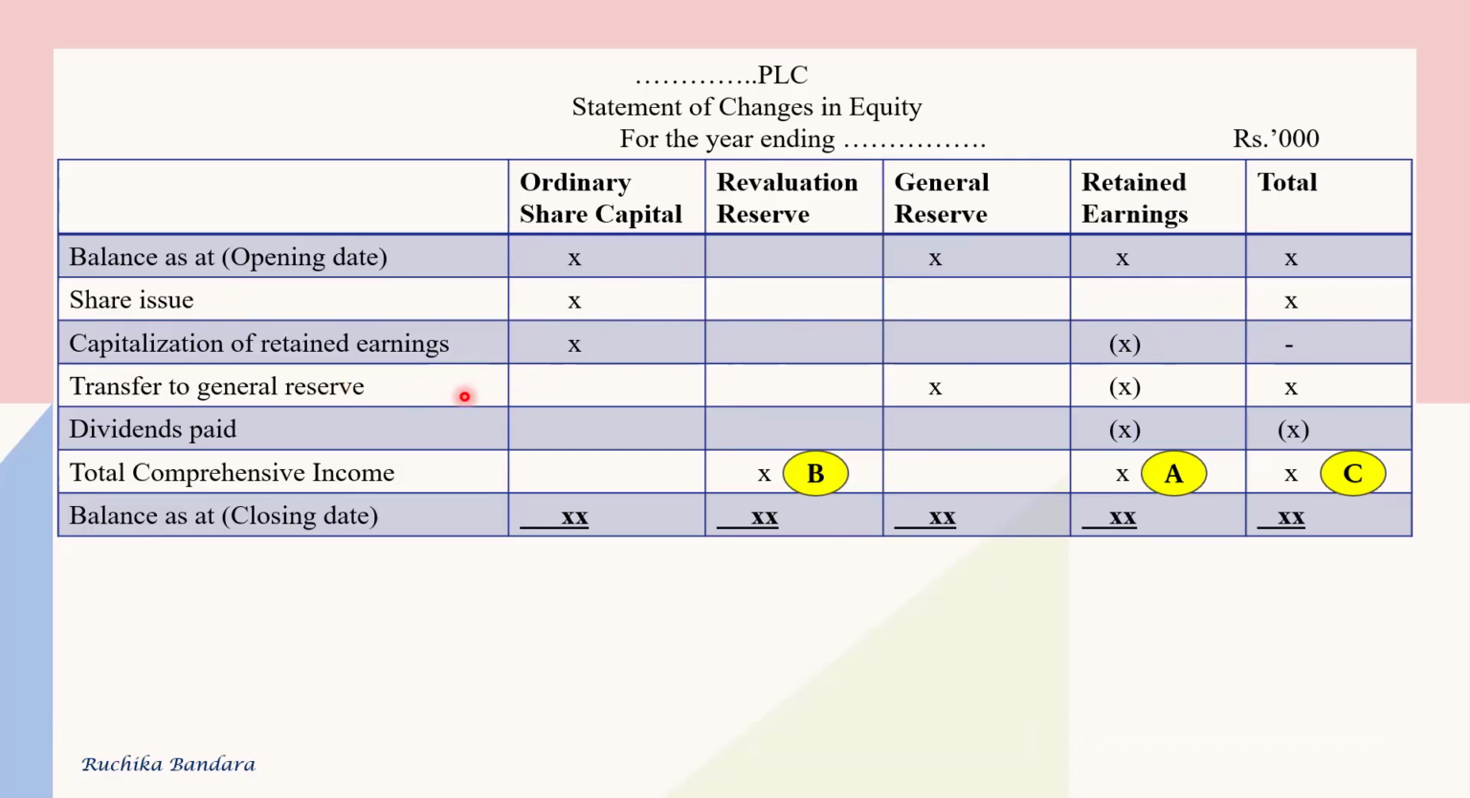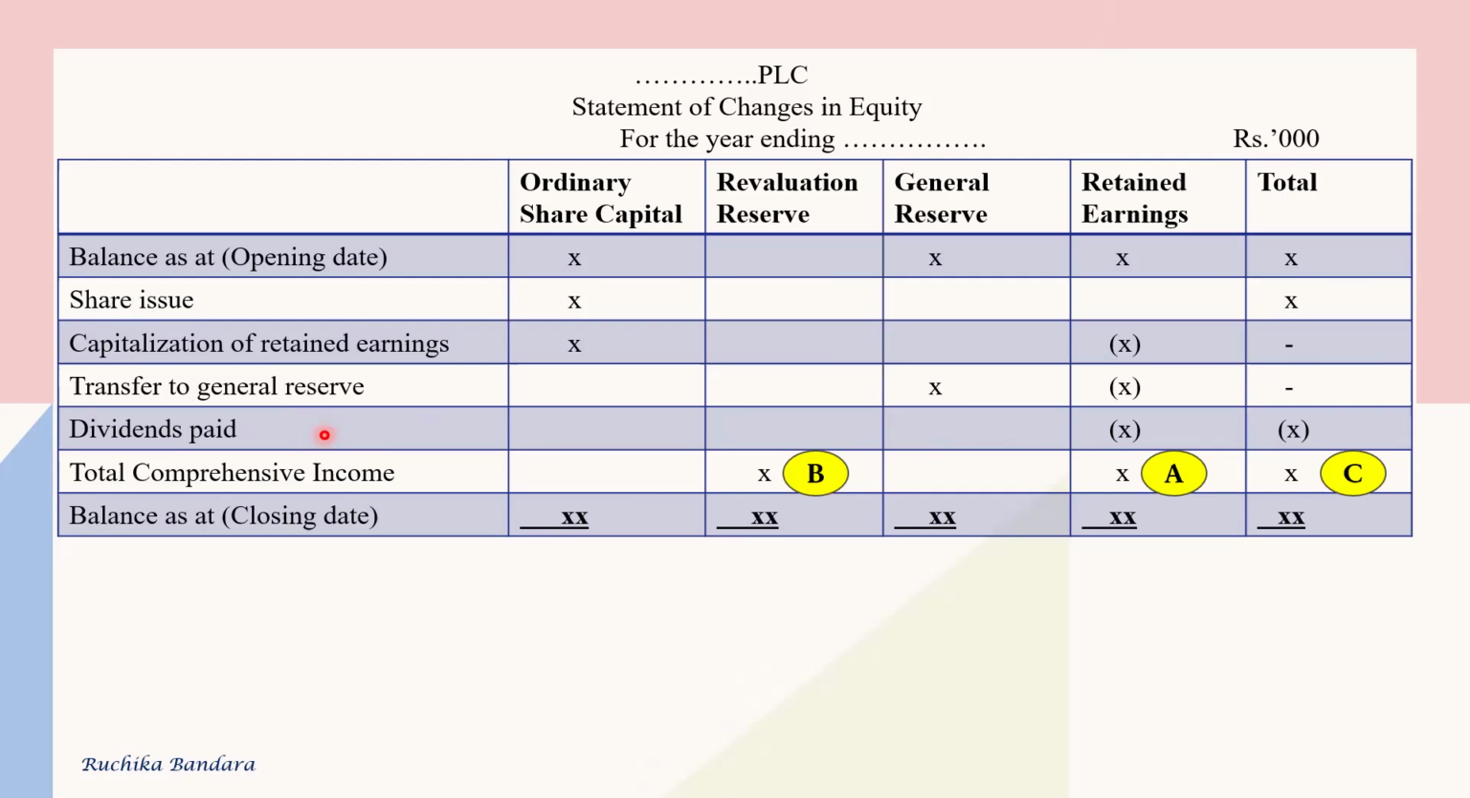Then transfer to general reserve. Sometimes the directors decide to transfer some amount of money from the retained earning to the general reserve. So think of the double entry: retained earning debit, that means minus, general reserve credit. All these are equity. So the general reserve credit means you are adding to the balance. Then in the same way, minus plus is in the same line, so there's no impact on the total.